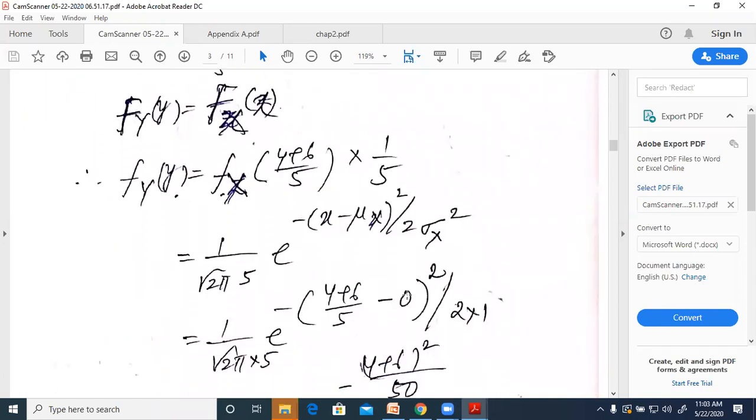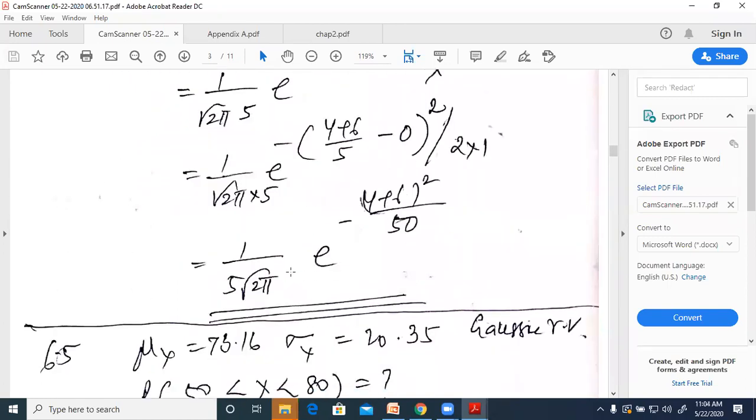Because it is a Gaussian random variable, we need to write 1 by root of 2 pi times 5, e to the power of minus (x minus mu x) whole squared by 2 sigma x squared. So x is nothing but (y plus 6) by 5, and this 5 is coming over here, and that's why you'll get this equation, right? This is 2 into 1, so (y plus 6) whole squared, 5 squared is 25, 25 into 2 will be 50. So we have the answer as 1 by 5 root of 2 pi, e to the power of minus (y plus 6) whole squared by 50.